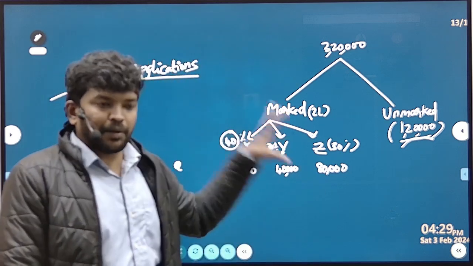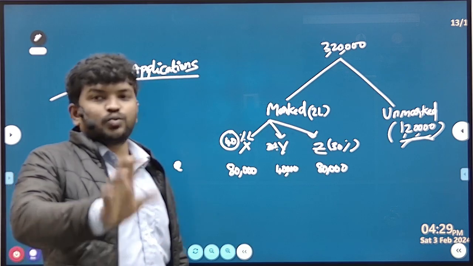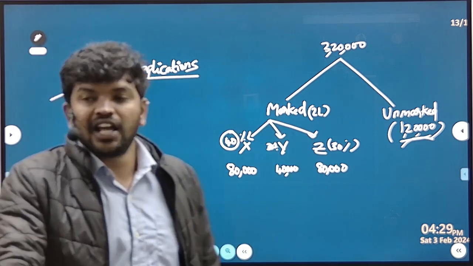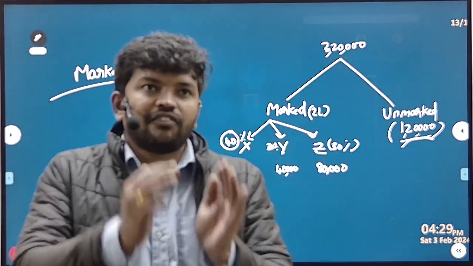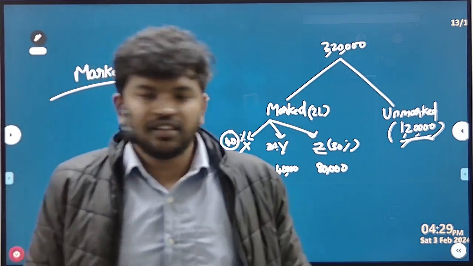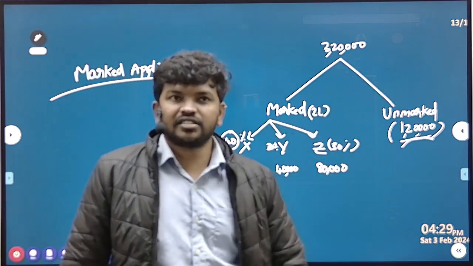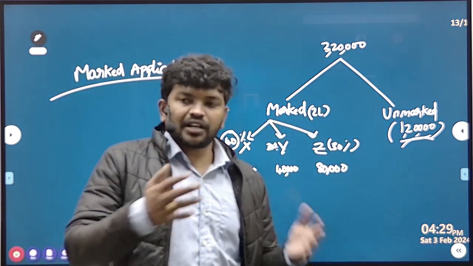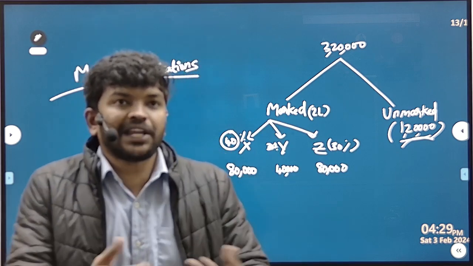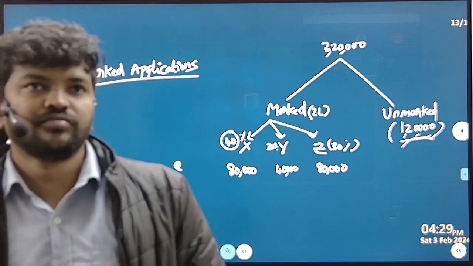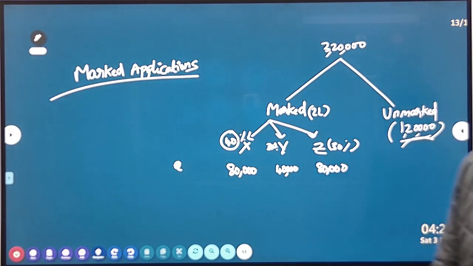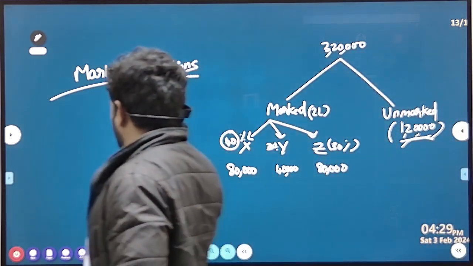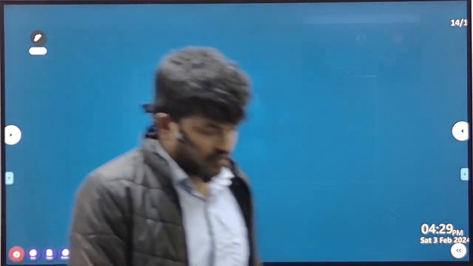Marked applications, I am repeating once again, are the applications which bear the stamp of the particular underwriter. Indirectly you can assume these applications are received with the influence of this underwriter. Similarly, unmarked applications are the applications which do not bear any stamp of the underwriter. Clear? Any doubts still now?